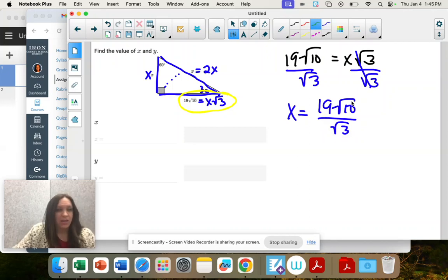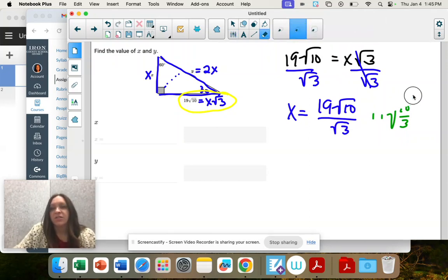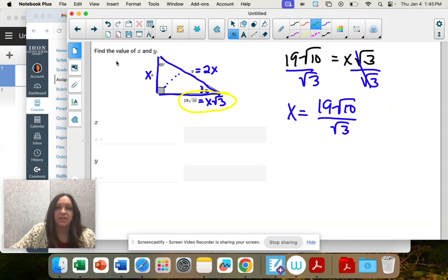You can combine these square roots into one fraction, but it doesn't change anything. It's going to be the same thing. You can't simplify. So I'm just going to leave it like that with 2 square roots. That's x. 19 square root of 10 over square root of 3.